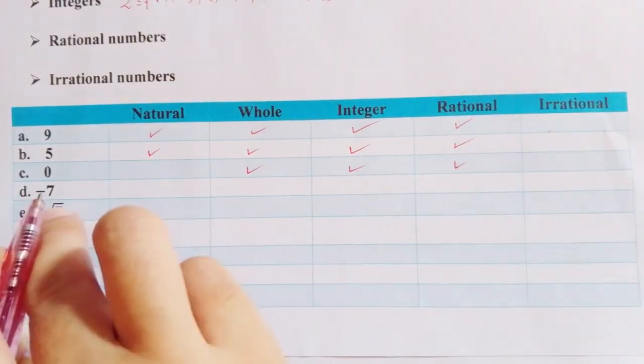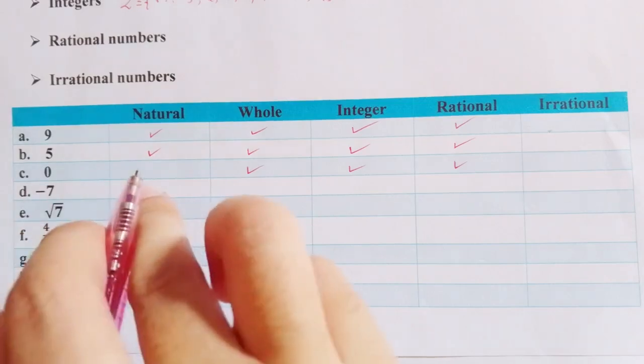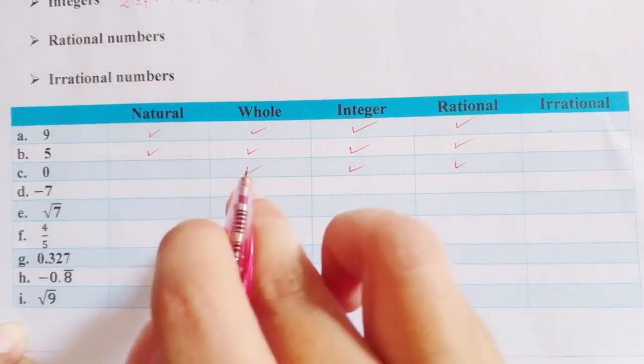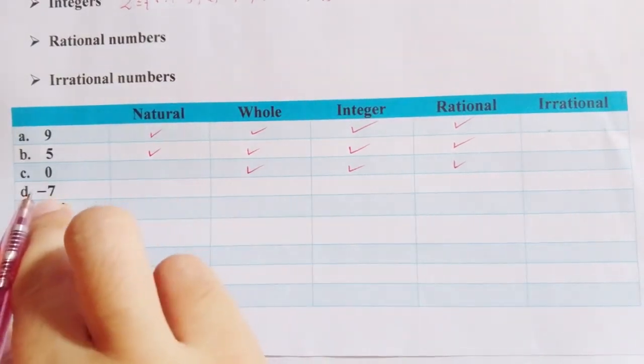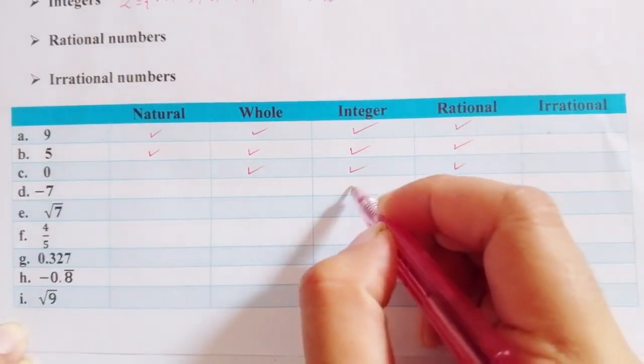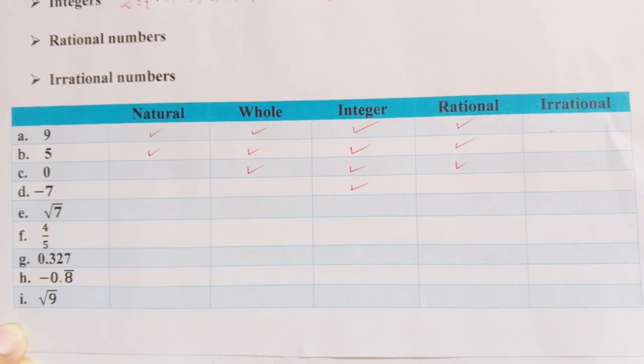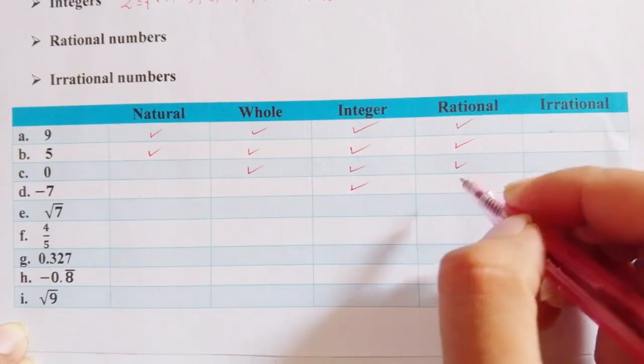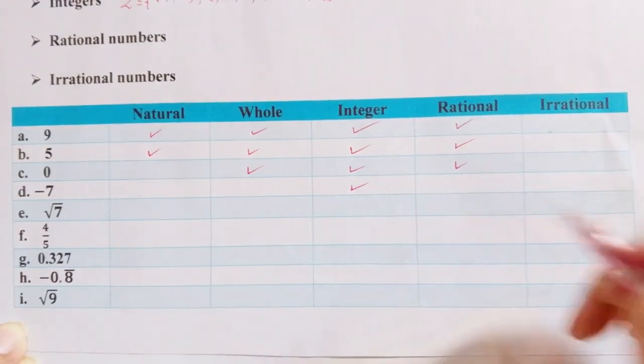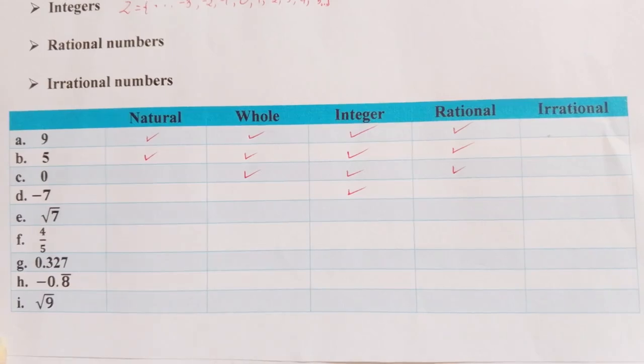Next, we have negative 7. Negative 7 is not a natural number. It is not a whole number because it is a negative number. It is an integer, of course, because integers include both negative and positive numbers. It is a rational number, and it is not an irrational number.